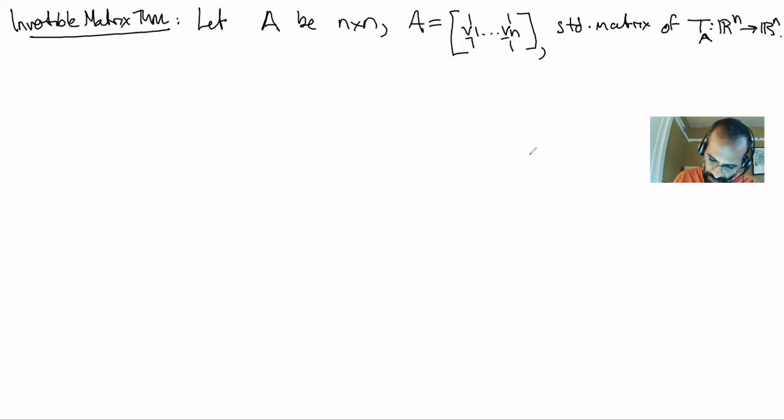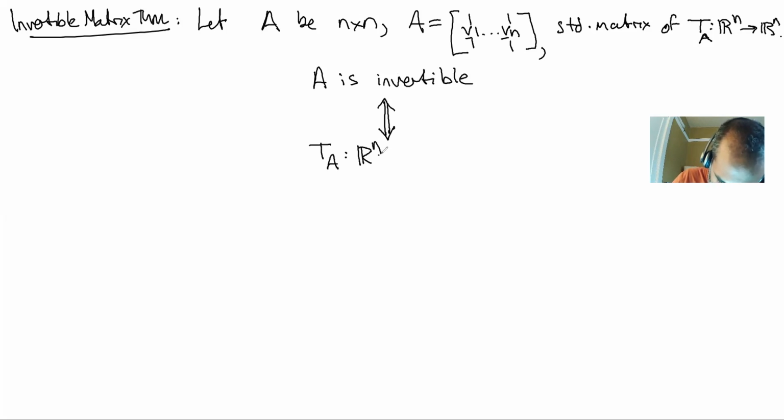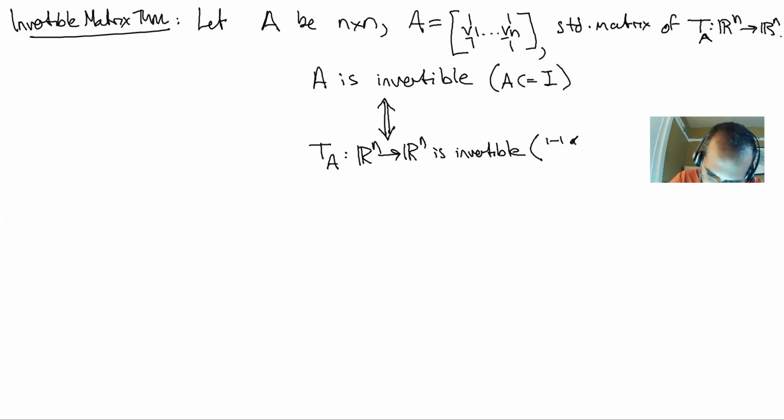Okay, so then the following is true. A is invertible if and only if the linear transformation TA going from Rn to Rn is invertible. And notice that these are two different notions of invertible. The first one is where you talk about AC equals identity. The second one is one-to-one and onto.